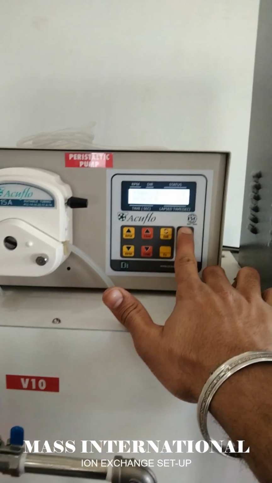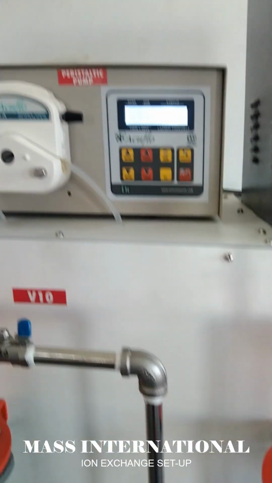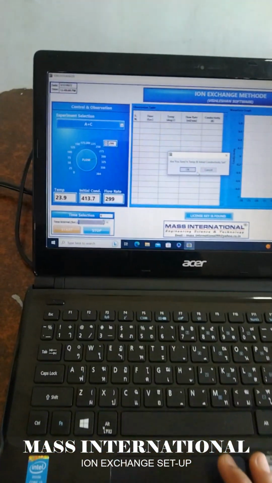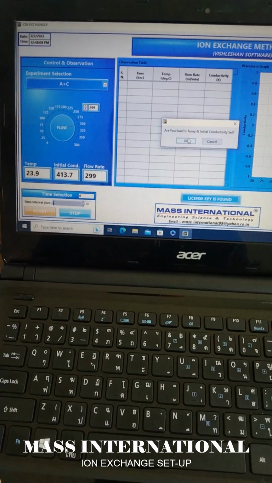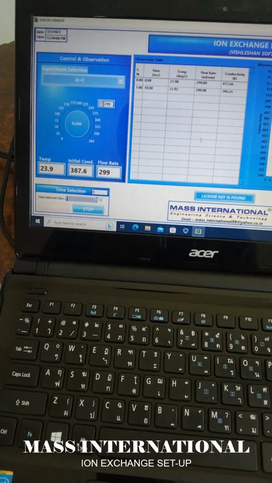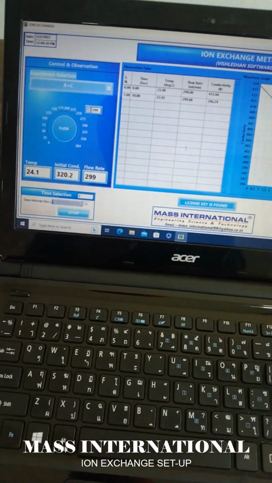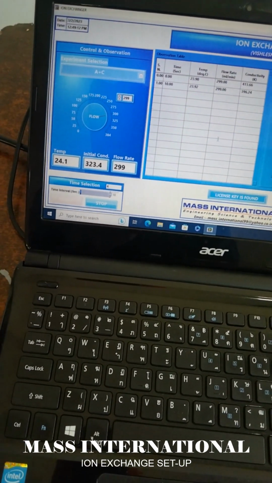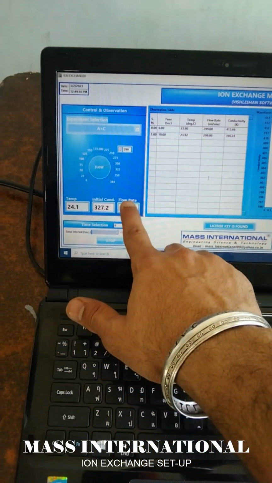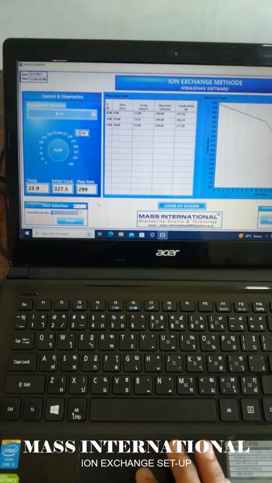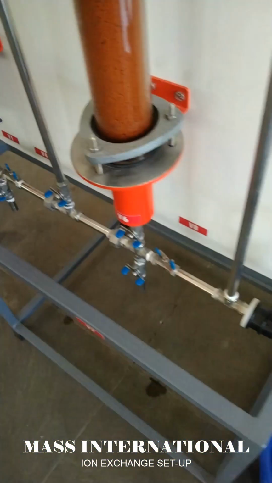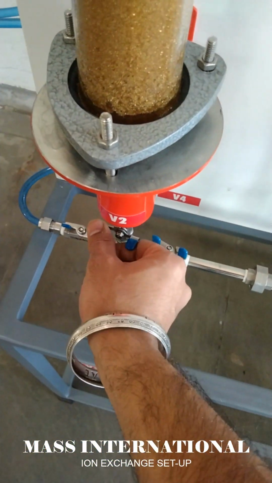When we have checked the initial conductivity, then we have to switch on the peristaltic pump. Then this is the initial conductivity of the water. Then we pass the water through the columns by opening these valves.